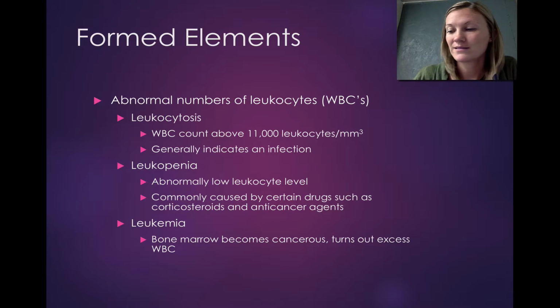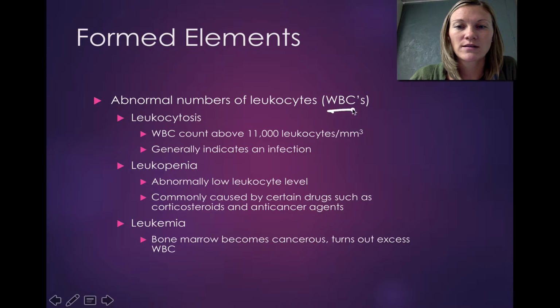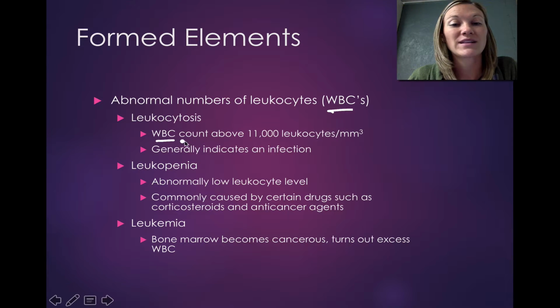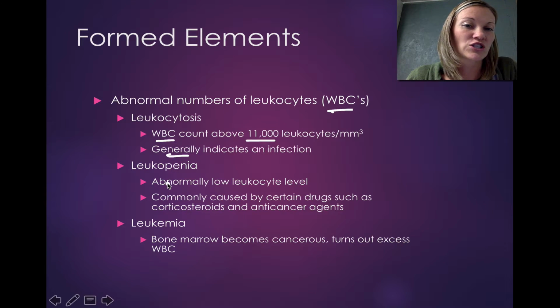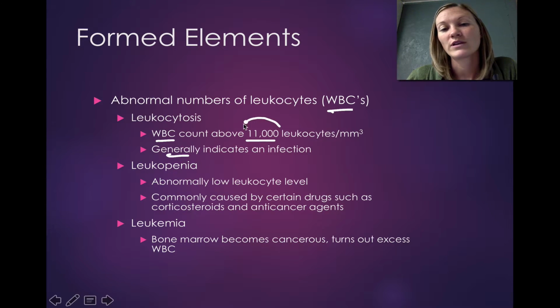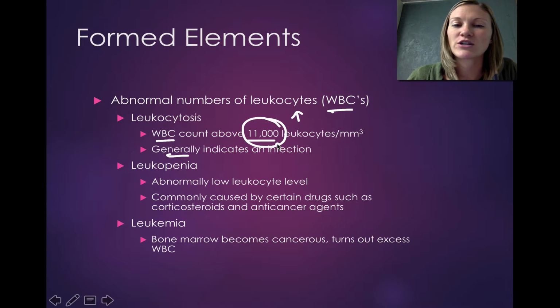Okay, so we're still talking about white blood cells. There are different types of abnormal issues that can occur with white blood cells. The first one is leukocytosis. This is where your white blood cell count is above 11,000 leukocytes per cubic millimeter. It generally indicates an infection. So if you have a really high number, you're going to be infected with something, whether it's a virus or a bacteria or something like that.